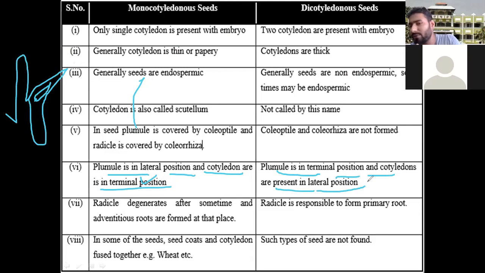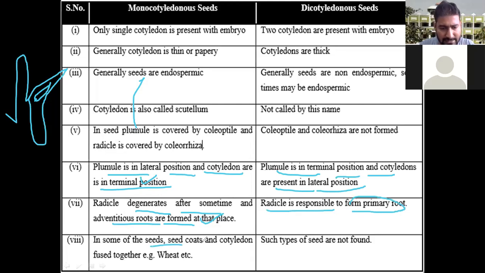But if you have learned one, then you have learned monocot. Monocot has plumule in lateral position and cotyledons in terminal position. Just the opposite, vice versa, is found in the case of dicot. The radicle degenerates, and sometimes adventitious roots form at that place. I told you they never bear the radicle and plumule in this type of structure generally. Then the radicle is responsible for the primary root, that we know very well.